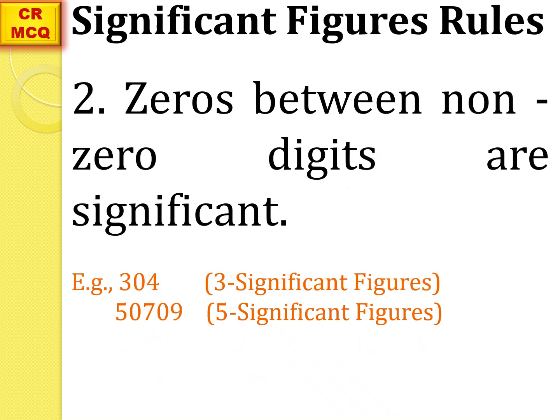Next rule is zeros between non-zero digits are also considered as significant. For example, in this case 304, 0 is written in between the two non-zero digits, so it is considered as significant. Overall in this example there are three significant figures. In the next example both these zeros are in between the non-zero digits, so both these zeros are considered as significant. So overall in this example there are 5 significant figures.